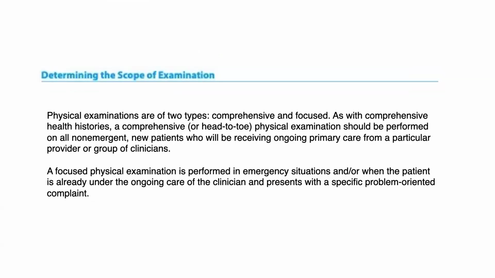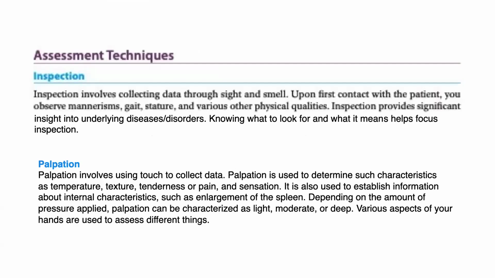Determining the scope of examination. Physical examinations are of two types, comprehensive and focused. As with comprehensive health histories, a comprehensive or head-to-toe physical exam should be performed on all non-emergent new patients who will be receiving ongoing primary care from a particular provider or group of clinicians. A focused physical examination is performed in emergency situations and/or when the patient is already under the ongoing care of the clinician and presents with a specific problem-oriented complaint.